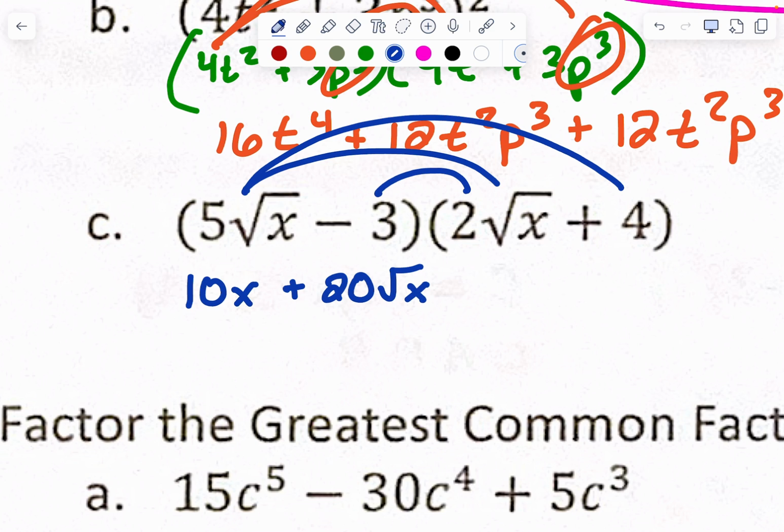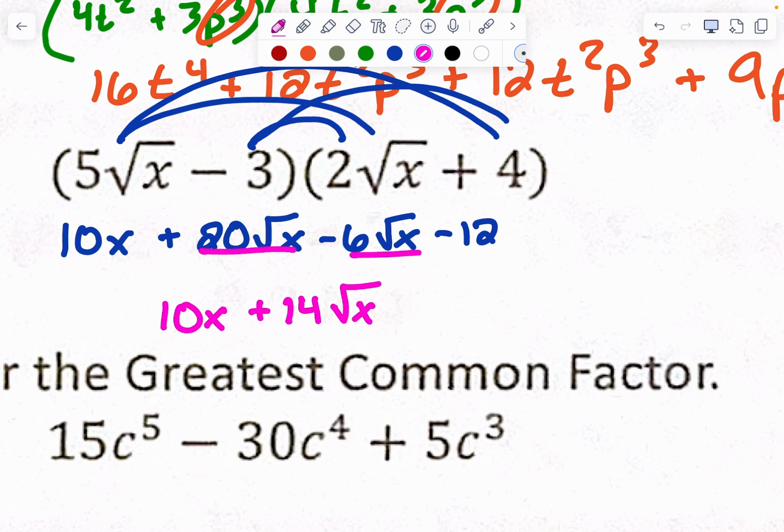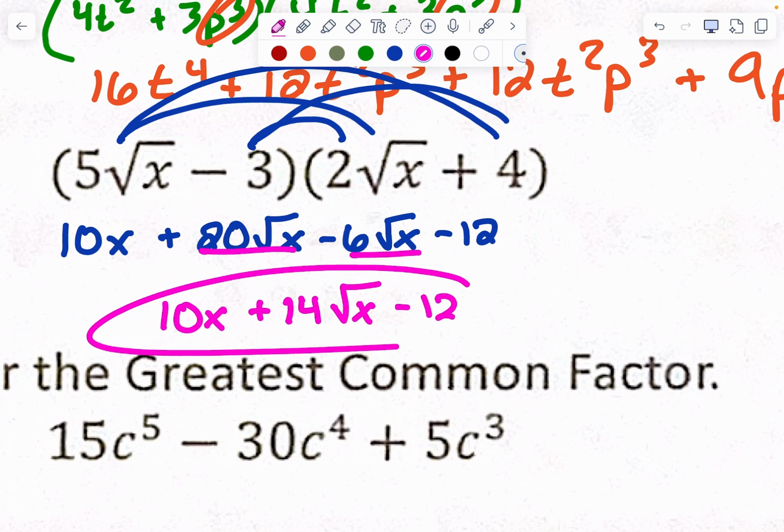Okay. I should be listening. Negative 6. Negative 6 square roots of x. And negative 3 times positive 4. Negative 12. Okay, like terms? Middle 2, right? 10x plus 14 square roots of x minus 12. You got it.